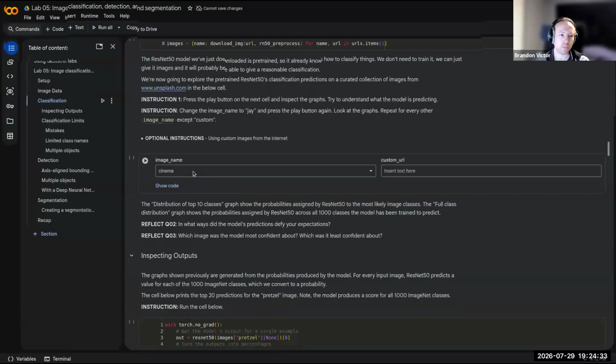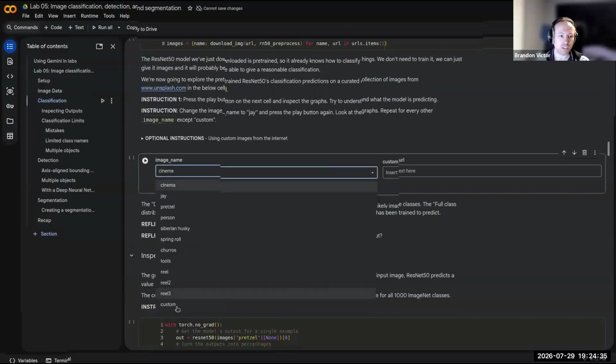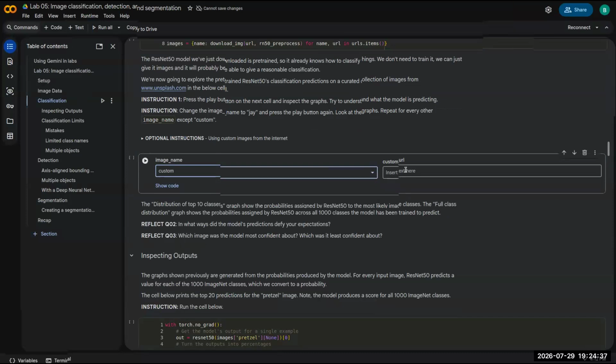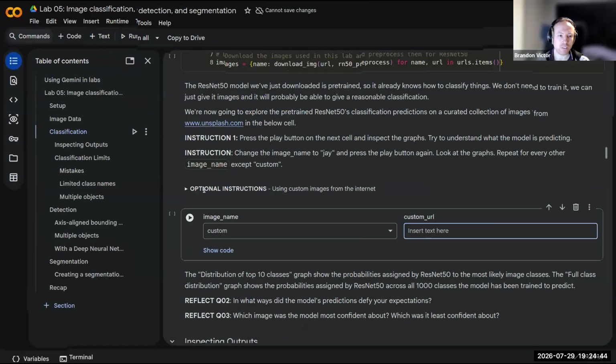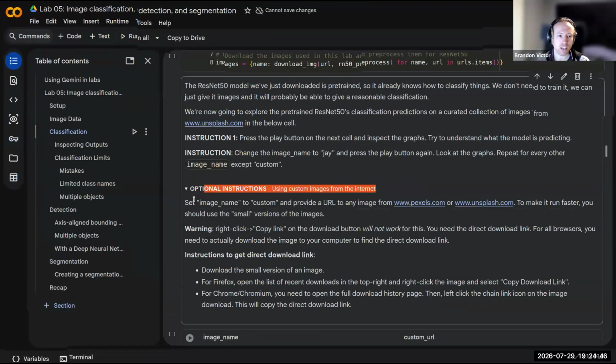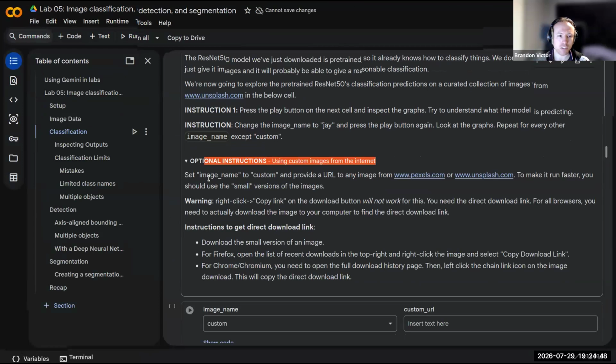I'm just going to share my screen and show you where I am looking. So you've got the image name, and you're selecting custom, and then you put a URL in here, and you say it's giving you an error. Up above, you have this optional instructions. I'm going to zoom in a bit. You have to click it, and it will come up with some instructions.